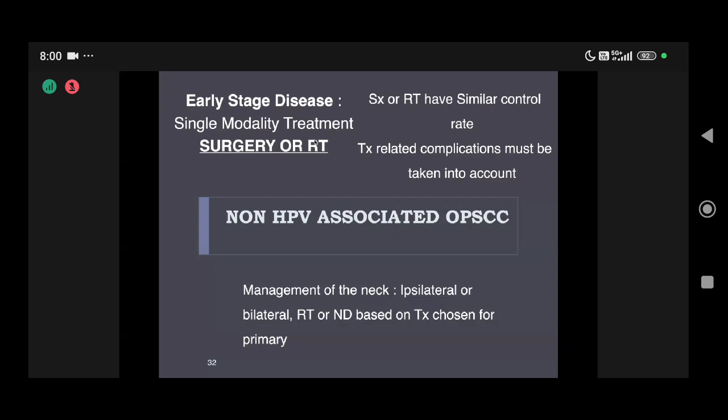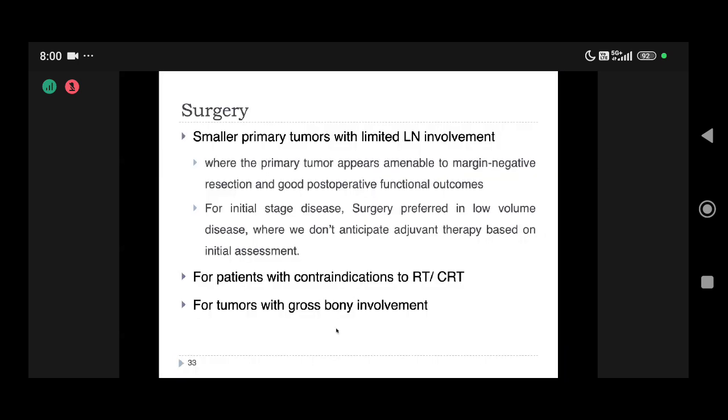And why we talk about a single modality treatment in these patients is because traditionally speaking, open mandibulectomy approaches or open oropharyngectomies and radiation had similar rates of cure. And treatment-related complications need to be taken into account to decide which modality you want to use to address this stage of disease. Also, the management of the neck plays an important role. If it's a midline disease of the oropharynx, bilateral necks need to be addressed. So do you want to do a bilateral neck dissection or do you want to radiate these necks will also come into play to decide which modality of treatment you will be using.